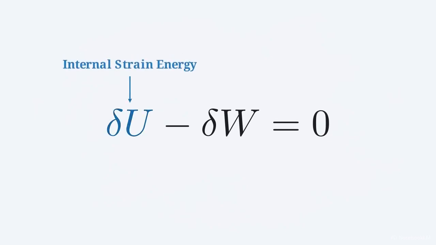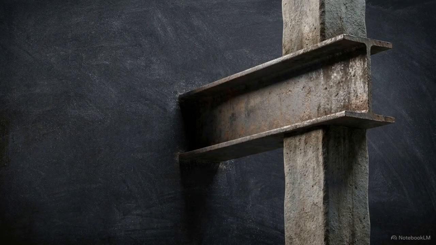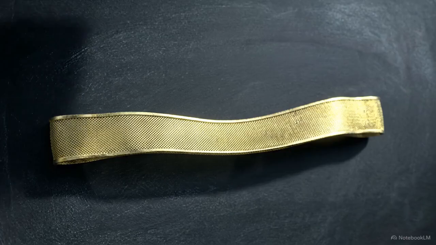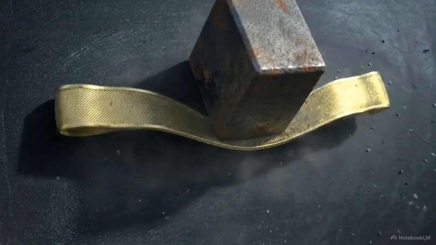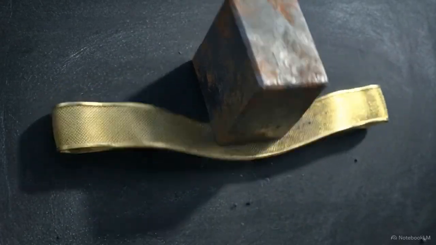Here is the central governing equation. It states that equilibrium occurs exactly when the variation of internal strain energy, delta U, minus the variation of external work, delta W, equals 0. Physically, this means the system finds its resting state when the kinetic and potential energy introduced by outside forces perfectly balances the elastic energy absorbed by the material itself.